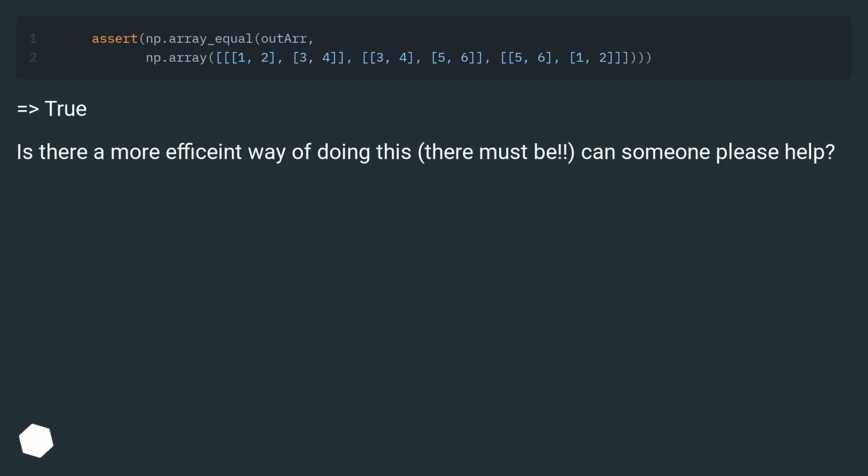Equals true. Is there a more efficient way of doing this? There must be. Can someone please help?